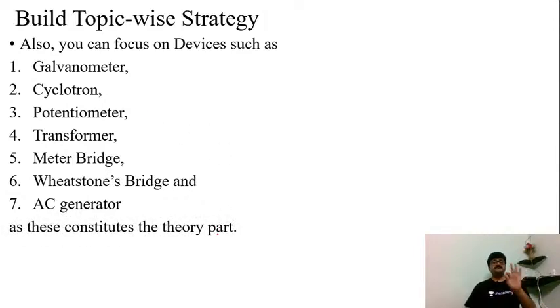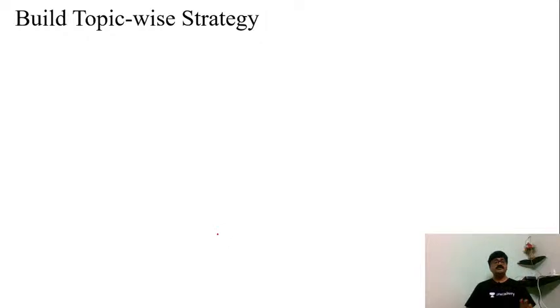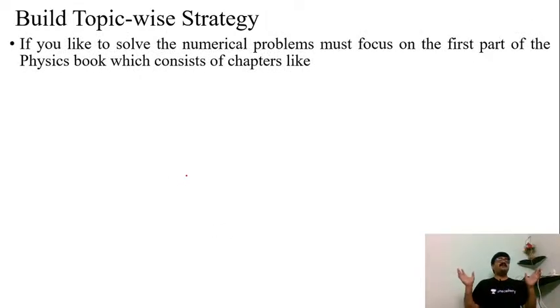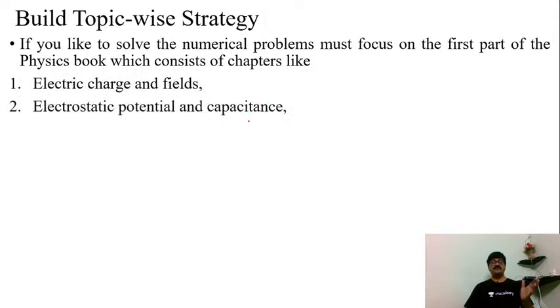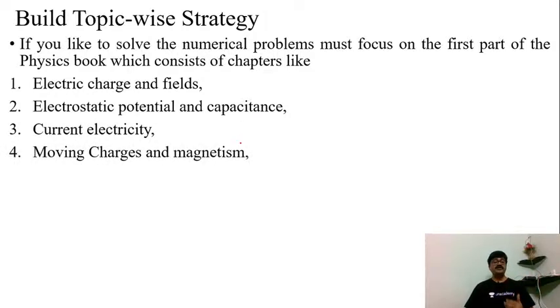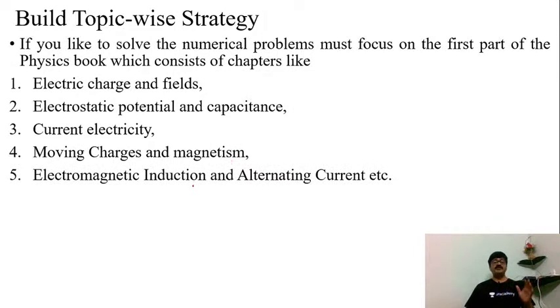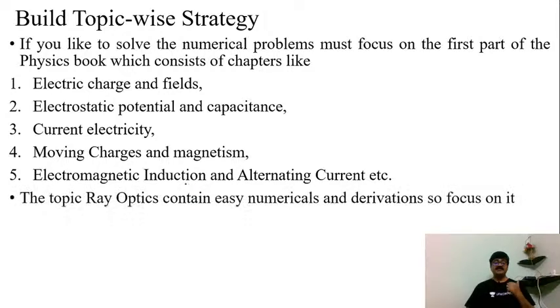Then this is the pure theory part. Now, suppose you are a mathematics genius, a maths geek, and you would like to solve numerical problems, then you must focus on the first part of the physics book, like electric charge and field, electrostatic potential and capacitance, current electricity, moving charges and magnetism, electromagnetic induction and AC, etc. These chapters are definitely important. Then topics like ray optics contain easy numericals and very easy derivations.